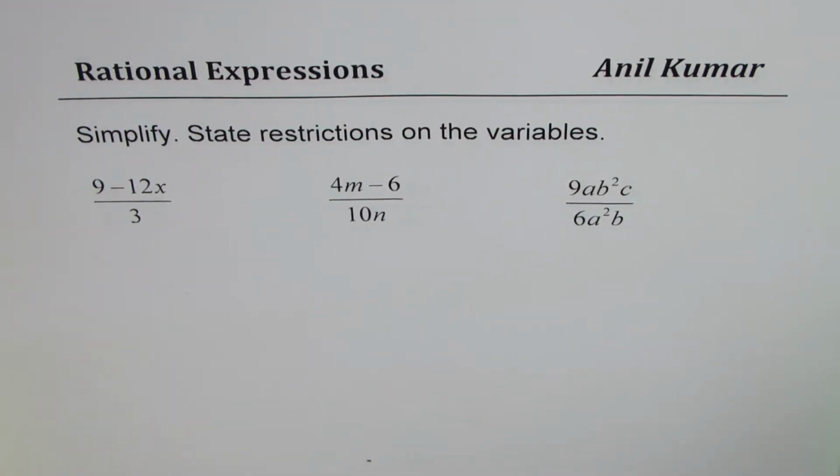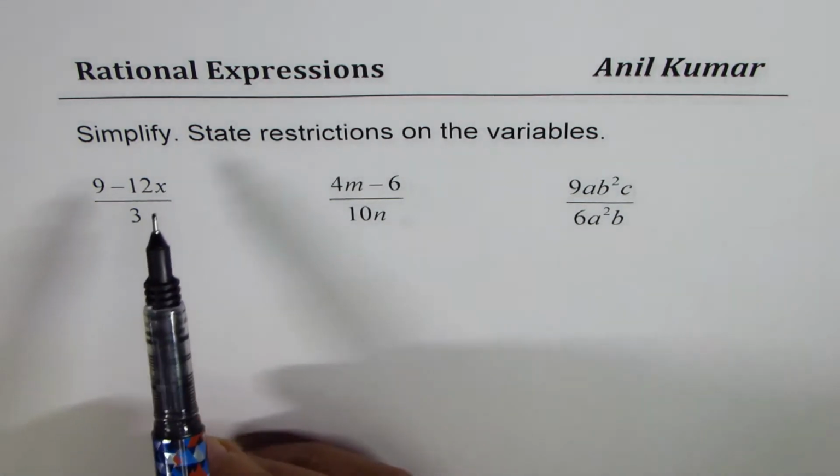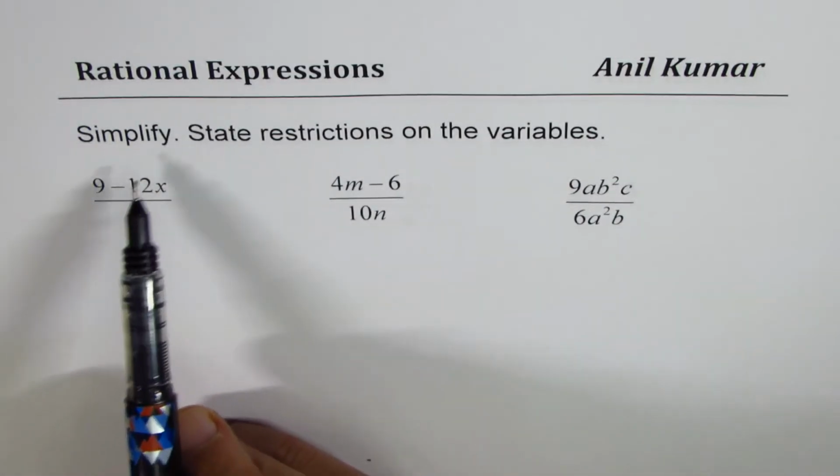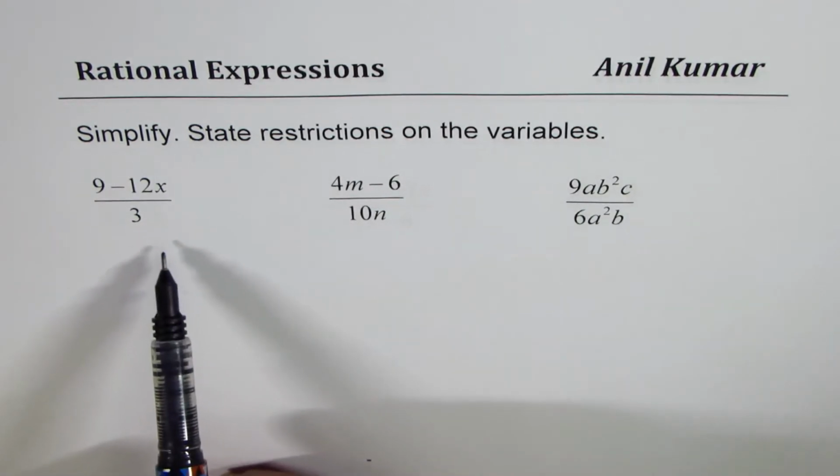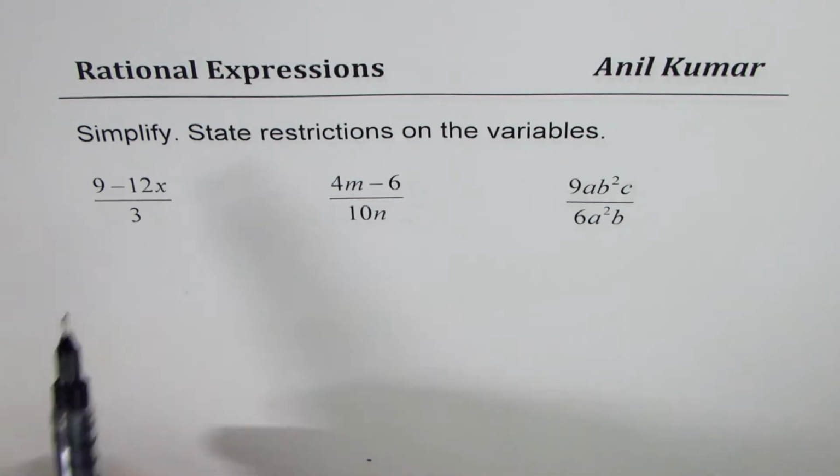I'm Anil Kumar. In this video, we'll try to understand how to simplify rational expressions and write restrictions on the variables. We'll take a few examples, starting with very simple ones, as you can see here on this screen. So we are talking about rational expressions: simplify, state restrictions on the variables. We have three examples here.